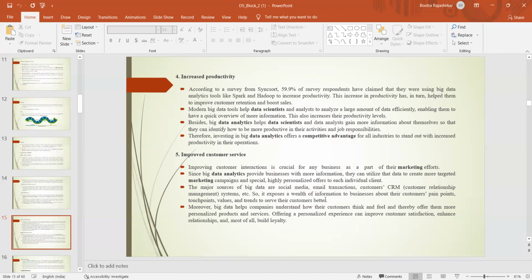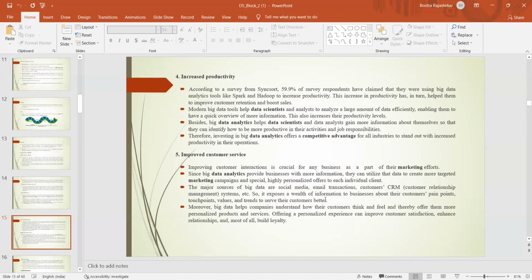Improving customer interactions is crucial for any business as a part of their marketing efforts. Since big data analytics provides the business with more information, they can utilize the data to create more targeted marketing campaigns and highly personalized offers to each individual client.